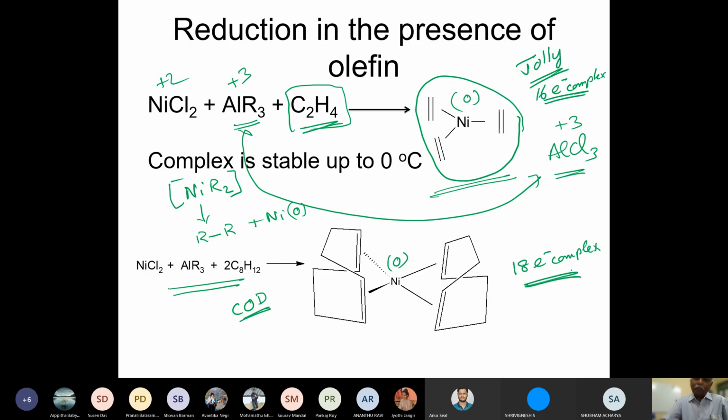So why is it forming a 16 electron complex here and an 18 electron complex in the other case? It's a question. Any hands? Anybody want to answer why cyclooctadiene forms an 18 electron complex, but ethylene forms a 16 electron complex?